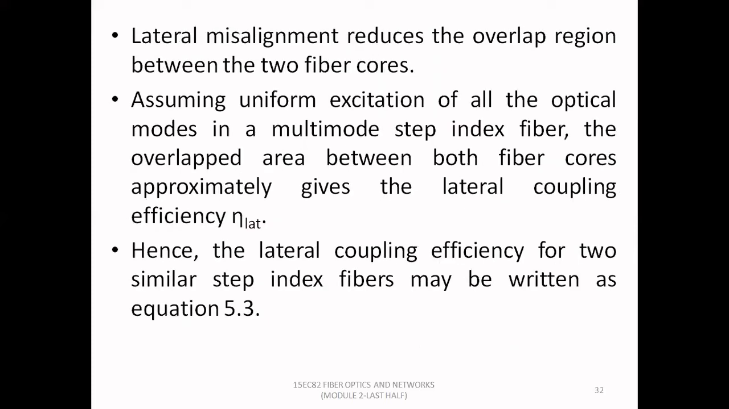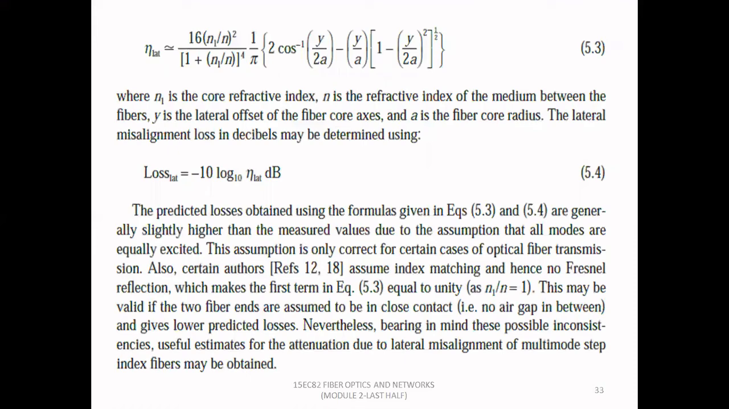Lateral misalignment reduces the overlap region between the two optical fiber cores, assuming uniform excitation of all the optical modes in a multimode step index fiber. The overlapped area between both fiber cores approximately gives the lateral coupling efficiency. Hence, the lateral coupling efficiency for two similar step index fibers may be written as equation 5.3 shown here. And the lateral misalignment loss in decibels may be obtained using equation 5.4 shown here.